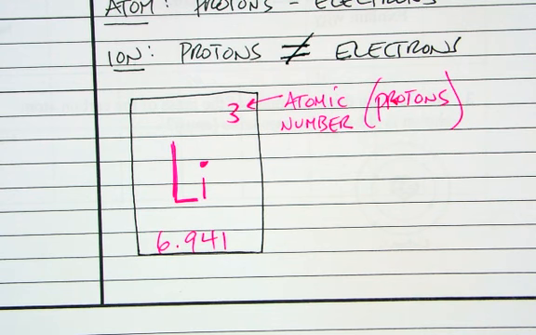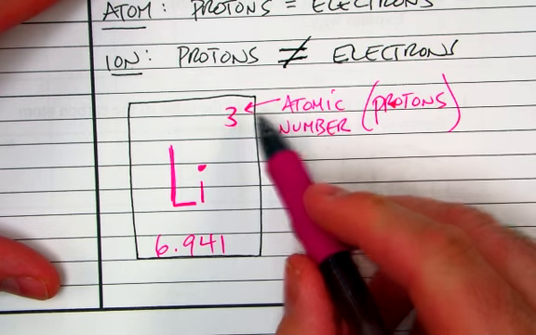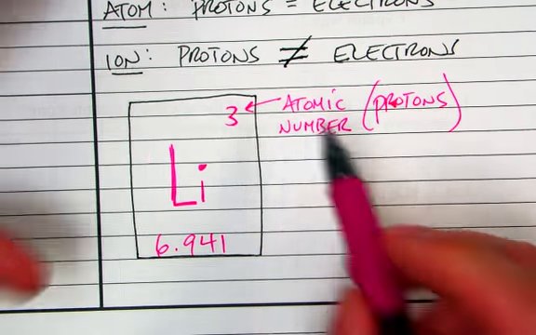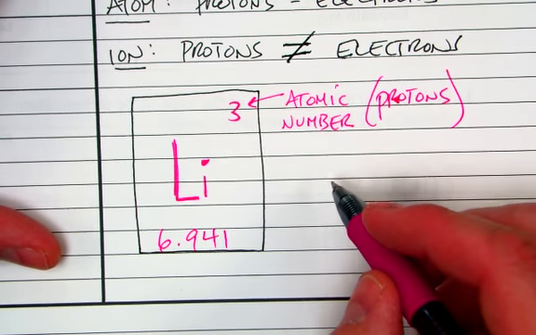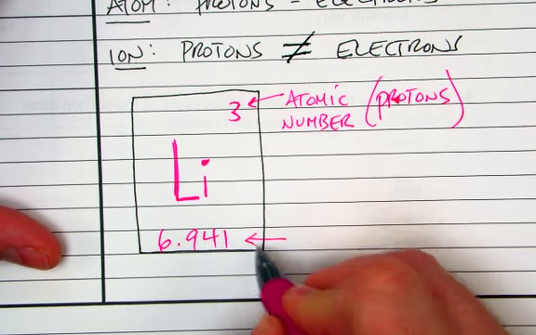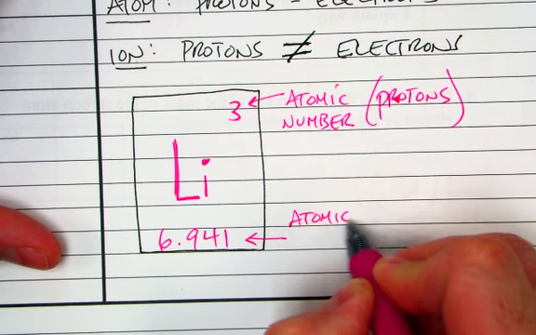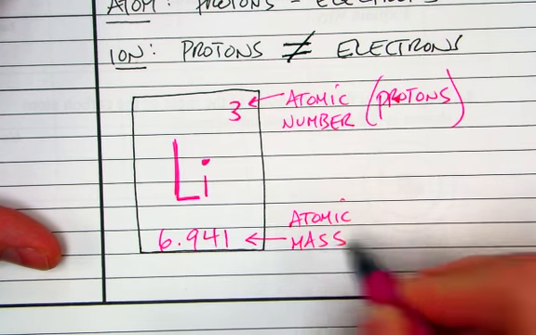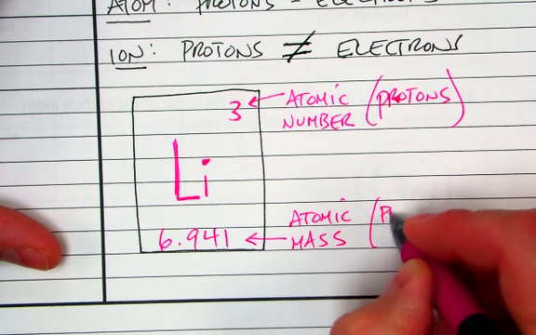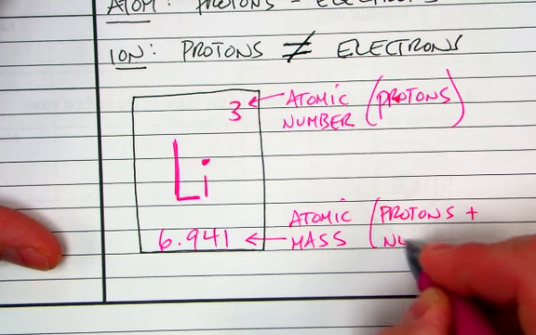Now, so that's the atomic number, and no other element has this atomic number, and likewise, no other element has 3 protons in its nucleus. It's actually the way that we identify what we're looking at. This number here at the bottom is the atomic mass. All right, and the atomic mass is going to be the protons plus the neutrons.